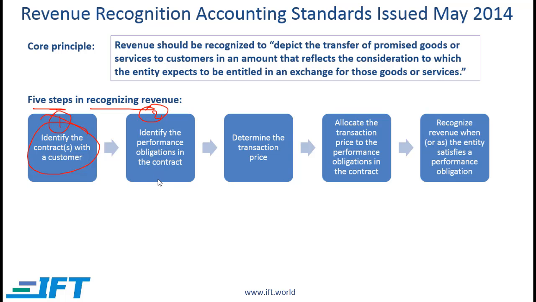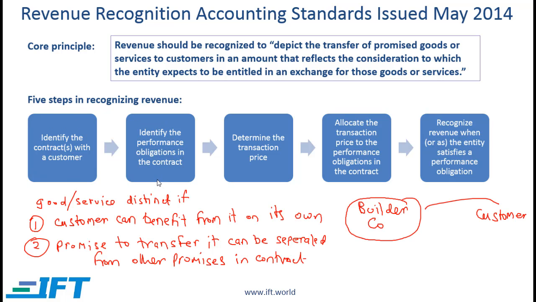The performance obligations within a contract represent promises to transfer distinct goods or services. A good or service is distinct if, number 1, the customer can benefit from it on its own or in combination with readily available resources, and number 2, if the promise to transfer it can be separated from other promises in the contract. Let's understand the application of this step through an example.